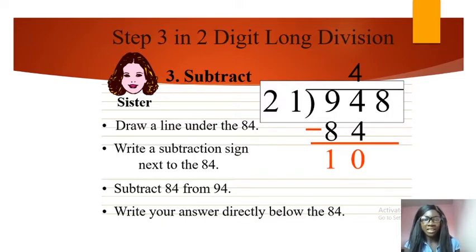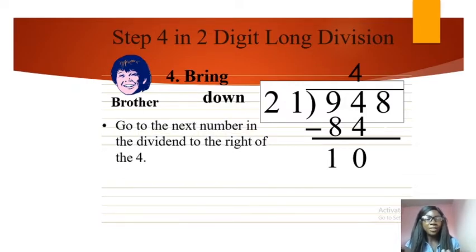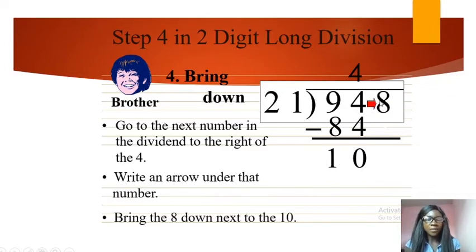Let's move to what? Our brother. Our brother's job is just to what? To bring down. Okay. So guess what we are bringing down? Are we bringing down 9, 4, or 8? Yes, we are bringing down what? 8. So brother says we should go to the next number of the dividend to the right of 4. And this is the next number here, which is what? 8. As you can see the arrow here, that's the next number of the dividend. So brother said use an arrow under that number. Okay, we've put an arrow under the number, and brother said we should bring 8 down next to the 10. So we have 8 next to 10.